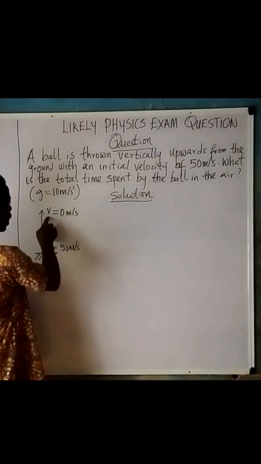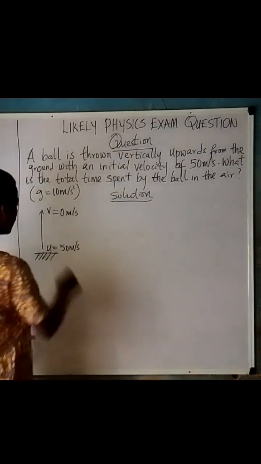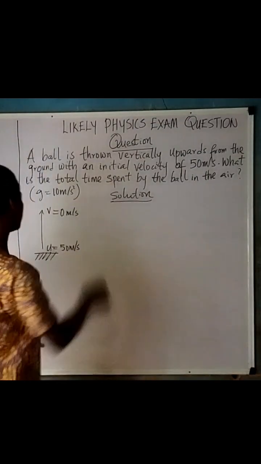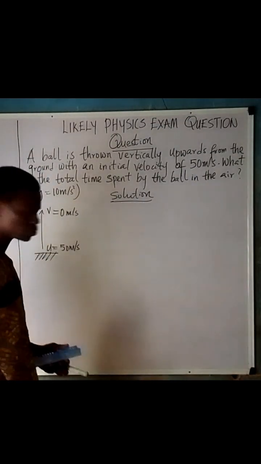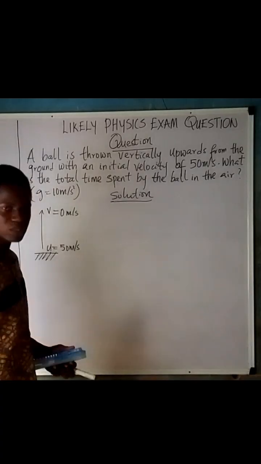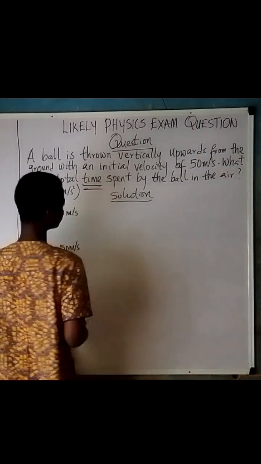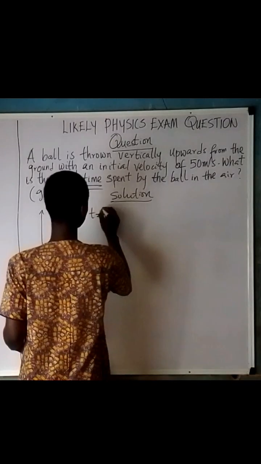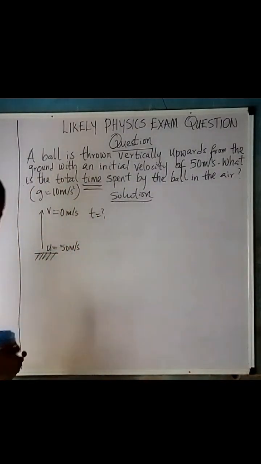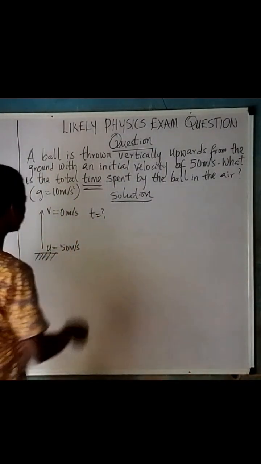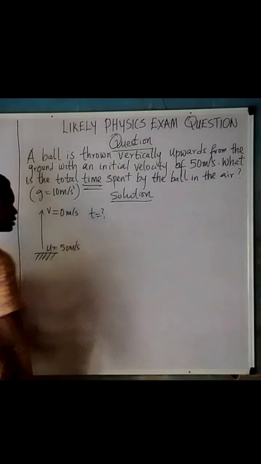Now we know our v, final velocity, and our u, initial velocity. We're told to take gravity as what? g equals 10 meters per second squared, and we are asked to find time. So in this place, we can say our t is unknown. True or false? True.